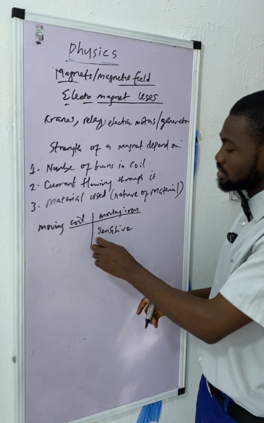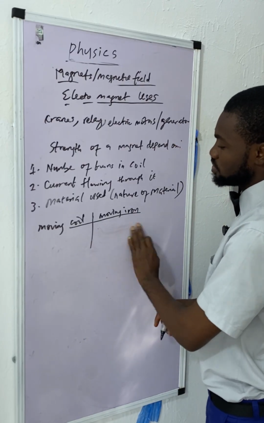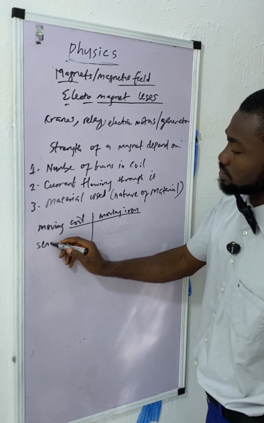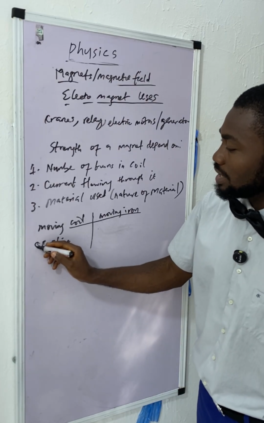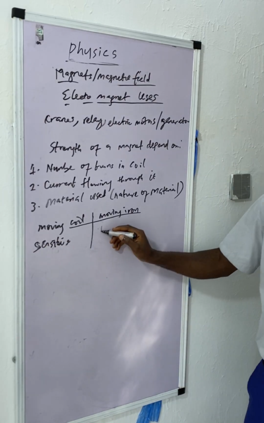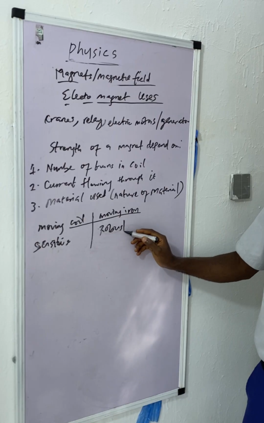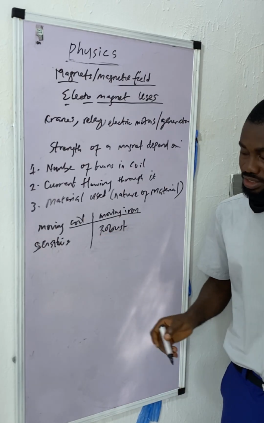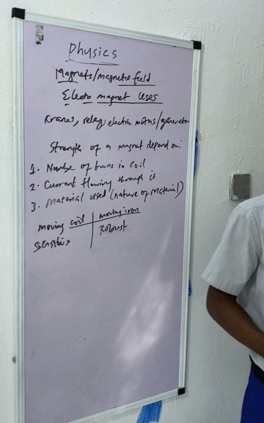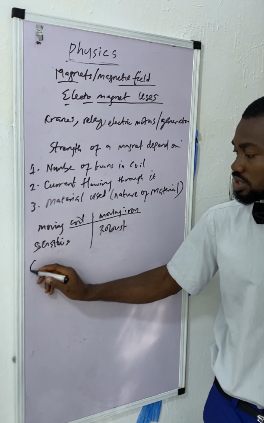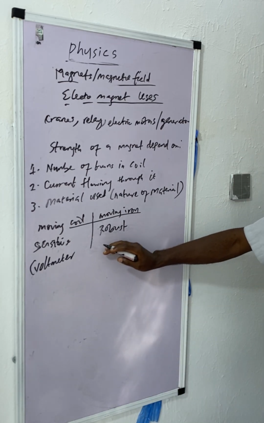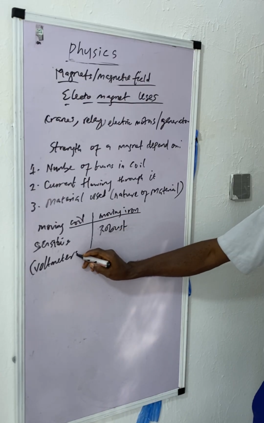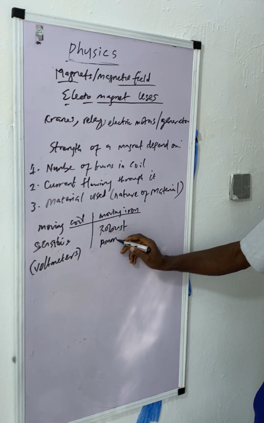No, I'm missing it all. It is moving coil that is sensitive. Moving iron is robust. Moving coil is sensitive, such as the moving coil galvanometer, which is sensitive to current change. Moving iron is robust and can measure various types of currents. For example, the ammeter and the voltmeter.